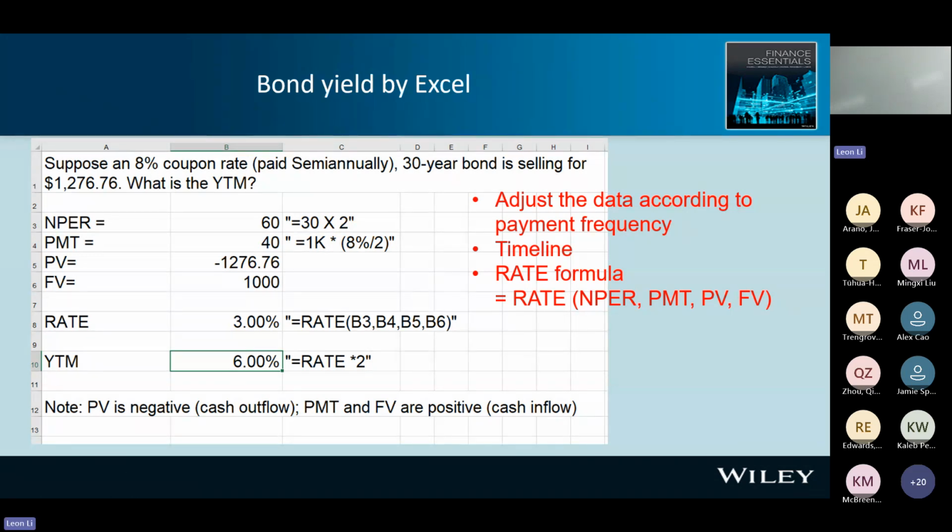All right. I hope you know the process, right? How we adjust the data according to payment frequency, draw the timeline, using the rate formula. But don't forget the final step. Our YTM is 1 year rate. So you have to convert your semi-annual rate to 1 year rate. All right.